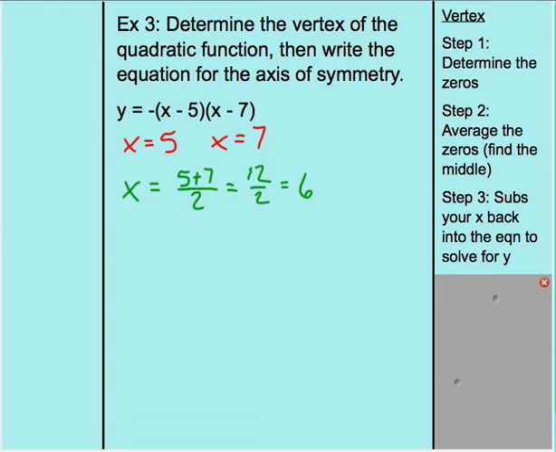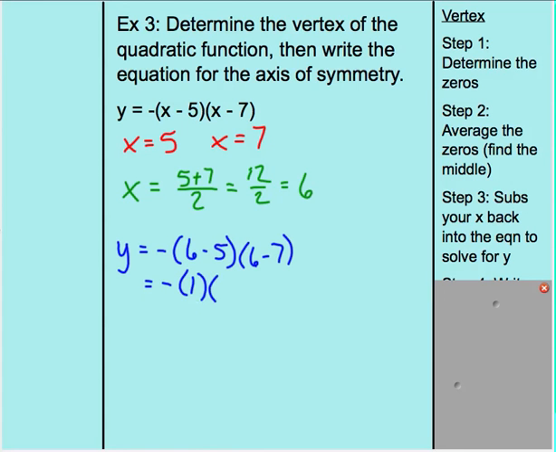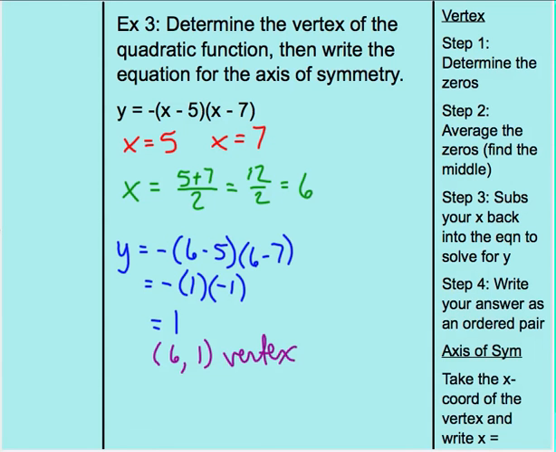To get the y coordinate, substitute that value back into the equation. Don't lose that negative that's on the outside of the parentheses. Substitute 6 for x both places. 6 minus 5 is 1. 6 minus 7 is -1. Negative times 1 is -1, times -1 is +1. So for the x coordinate of our vertex, we got 6. Y coordinate is 1. And finally, that axis of symmetry, writing an x equals equation with the x coordinate of our vertex.